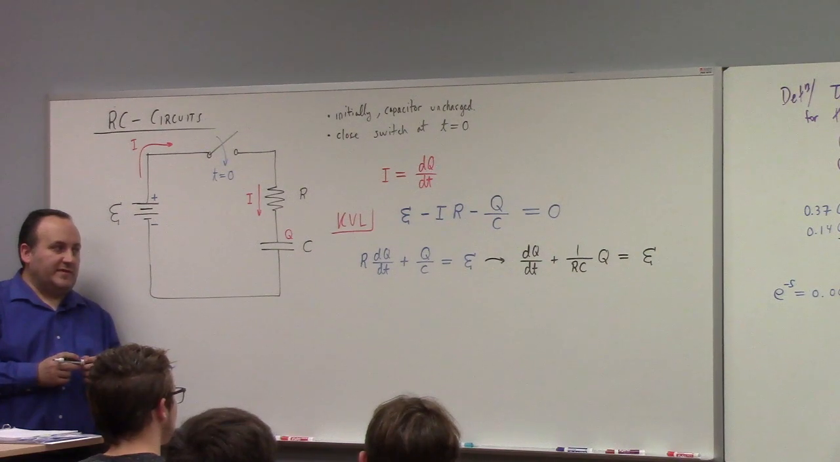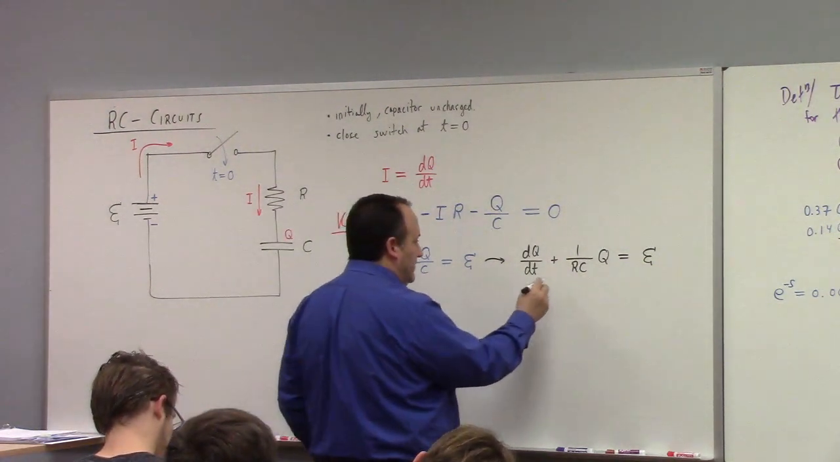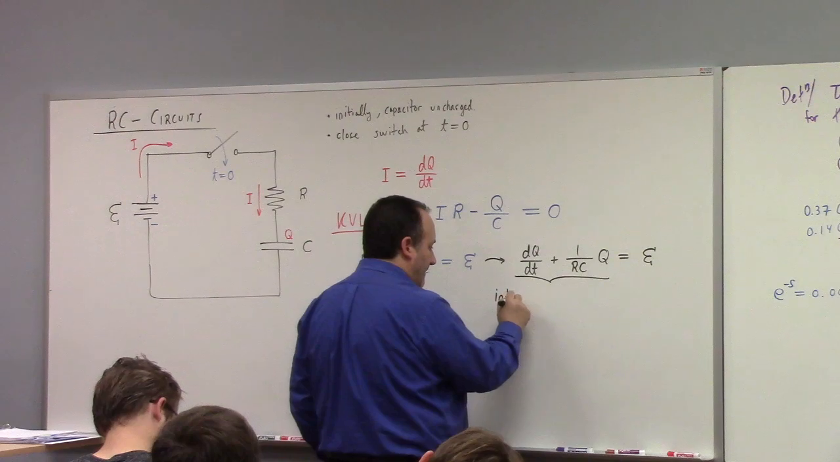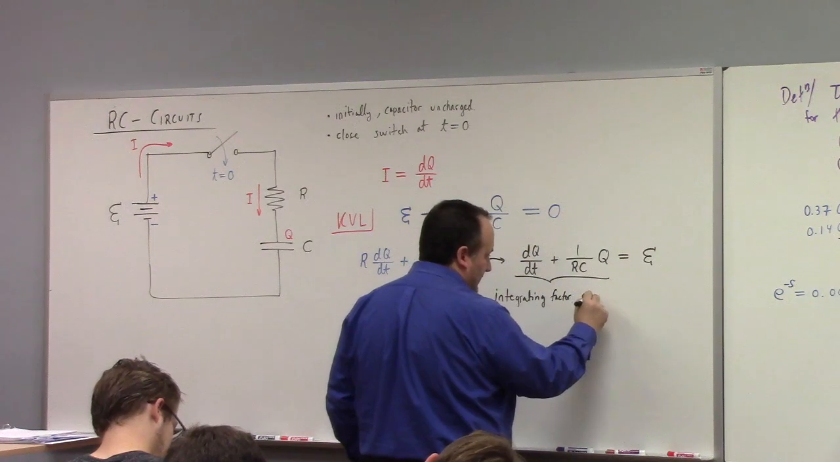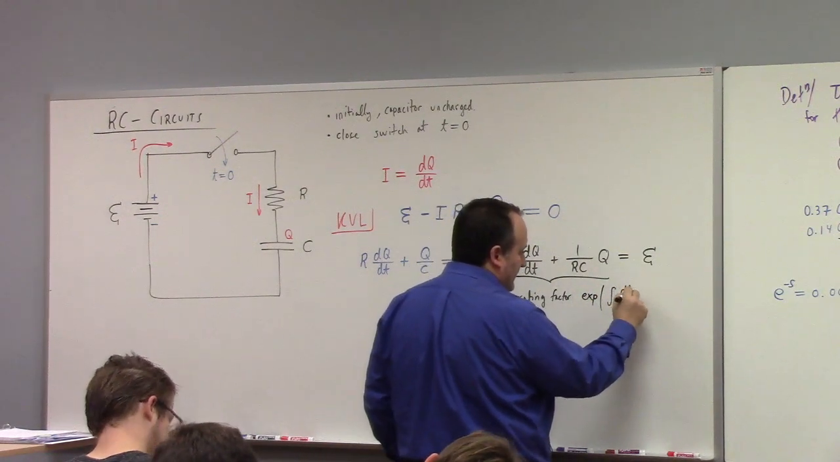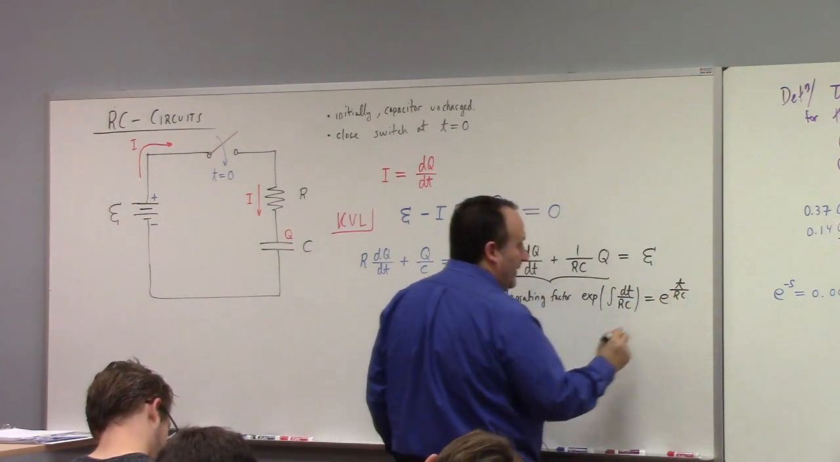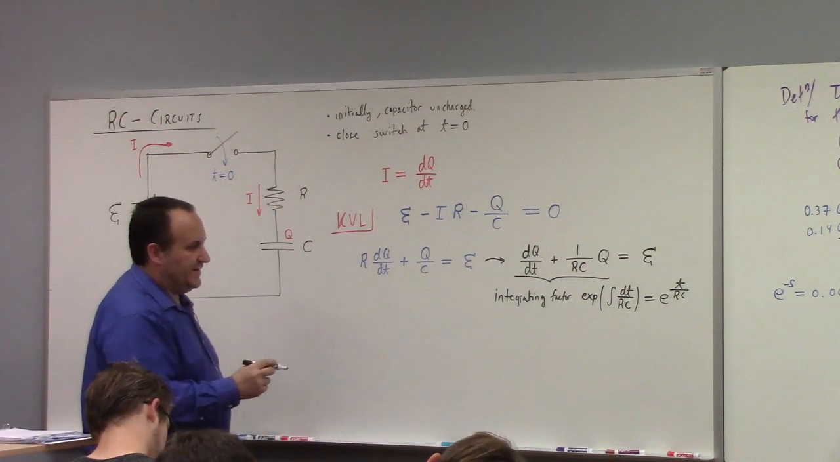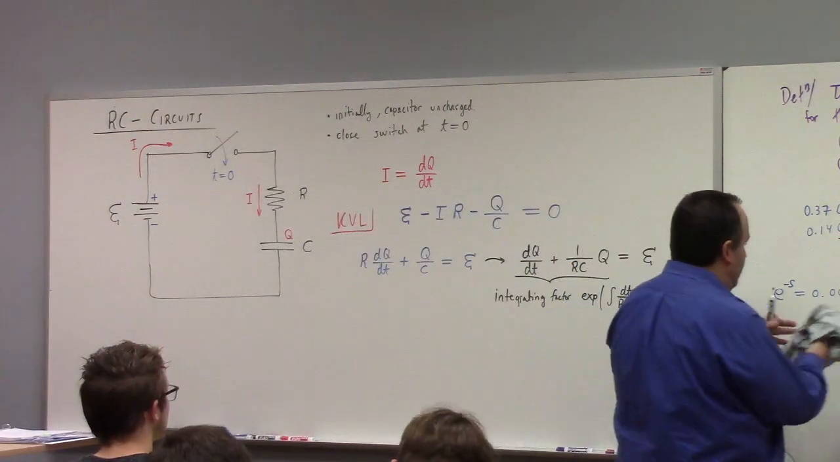First order. The method that we typically use to solve this is the integrating factor method. So what you do is you multiply by the integrating factor. Here, the integrating factor is the exponential of the integral of dt over RC, also known as e to the t over RC. So if I multiply that, I get... let me work over here where I have the proper amount of space to work.